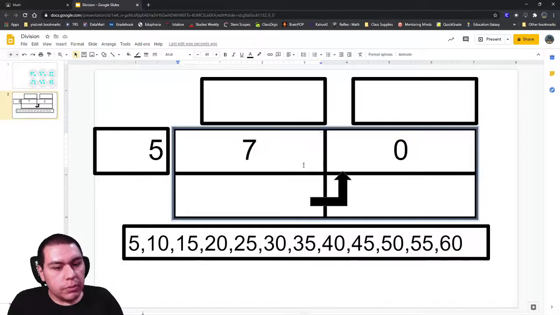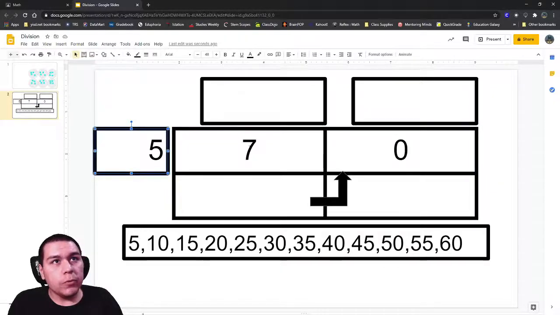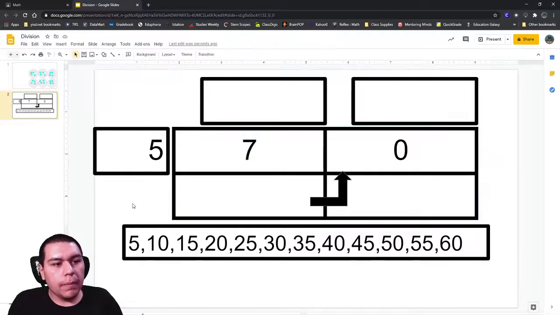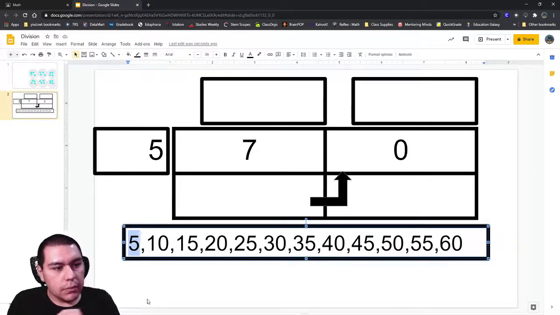I always start with the box closest to the number of groups. I'm making 5 groups. The first number I'm going to try to put in is 7. If I gave every group 1, I would have 5. 7's bigger than 5, so I've got enough. What if I try to give each group 2? Do I have enough here to give each of my 5 groups 2?